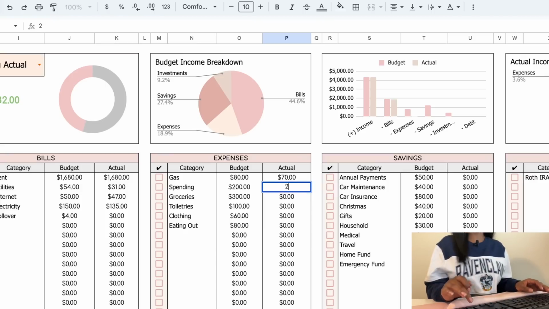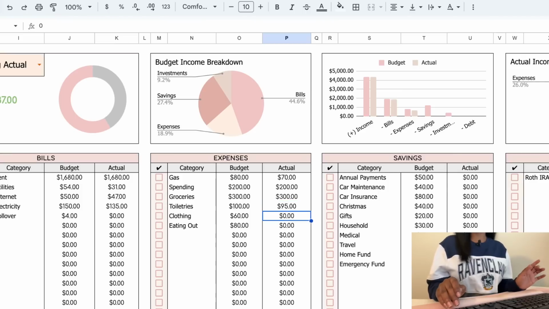In terms of spending, $200, that is what I gave myself. Same for groceries, that received $300. Toiletries I brought down slightly, but not too much. It was $95 versus the $100.